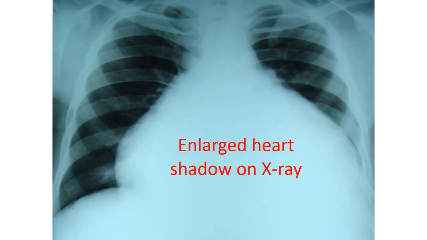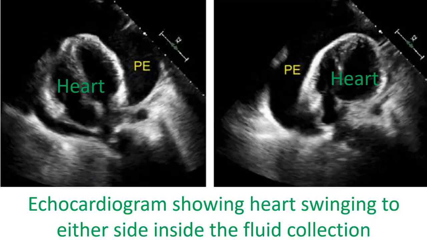X-ray of chest will show appearance of heart enlargement when there is a lot of fluid collection in the pericardial cavity, known as pericardial effusion. ECG will show a finding called electrical alternans, with alternation in the amplitude of waves as the heart swings within the fluid. Best way to document a large collection of fluid around the heart is ultrasound study known as echocardiography.